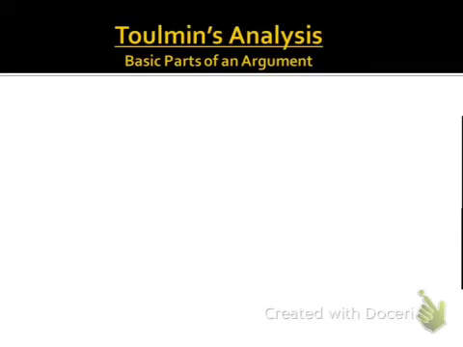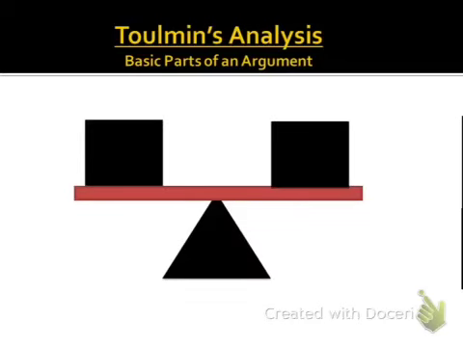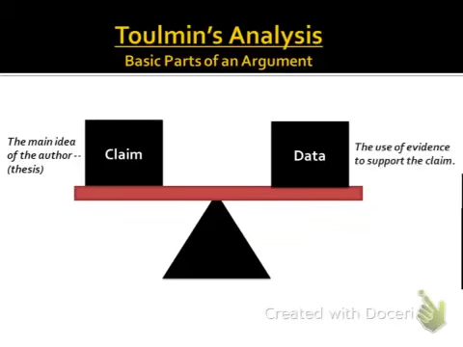So now what I want to do is to show you the basic parts of an argument. And I'm going to give you a visual. I want you to picture a seesaw with the triangle underneath that's balancing. The three parts of an argument, the first is a claim, the main idea of the author, or the thesis, the main idea. The second part is some kind of data, the use of evidence to support that claim. And it all balances on something that's called the warrant, the relevance of the idea.